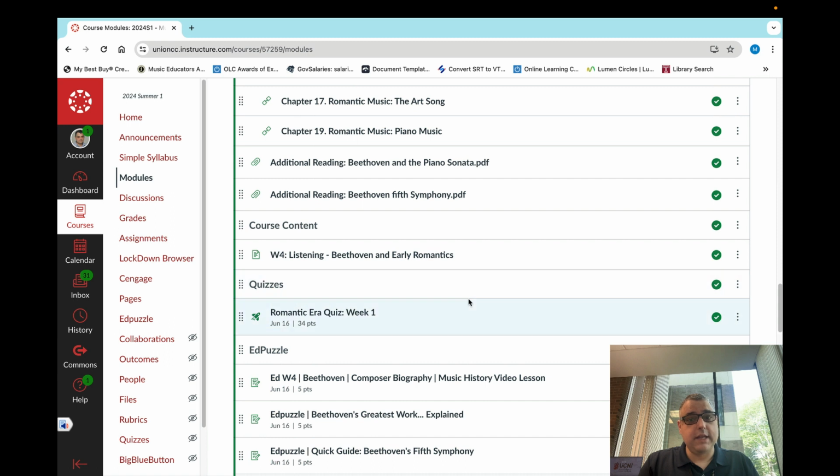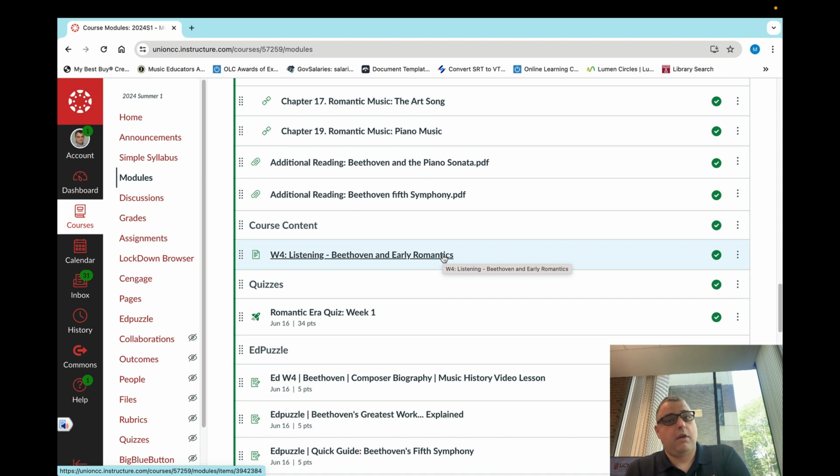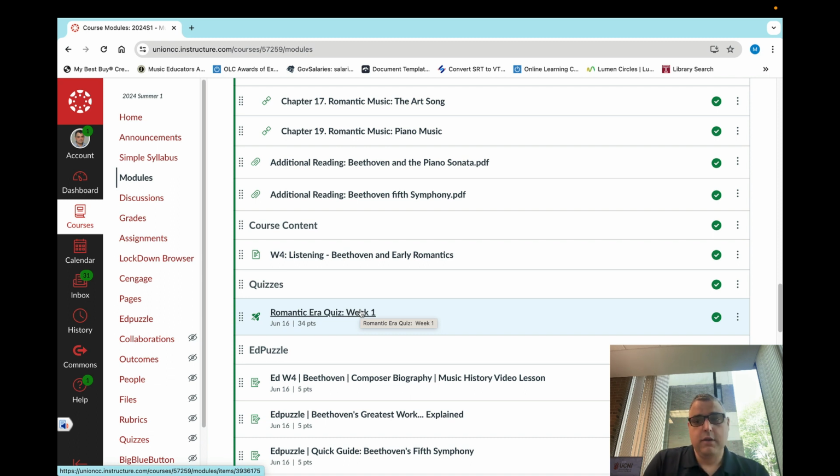The content for this week, the listening is obviously, we're going to be listening to music of Beethoven, okay? And we're going to be listening to music of the early Romantics. This week is going to focus on a genre in the Romantic period called a song cycle, okay? Or a German Lied, and we're also going to look at piano music of the Romantic period as well. I have one quiz in here, okay, because I don't have two quizzes, and there's a reason for that, because I have the midterm coming out this week as well, and I'm going to talk about the midterm in a different video.